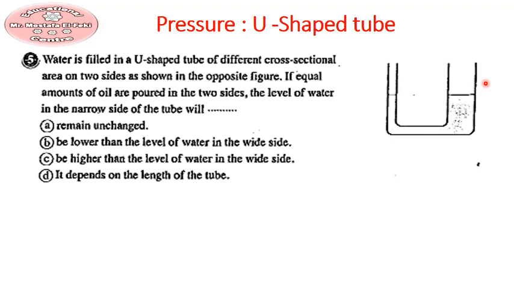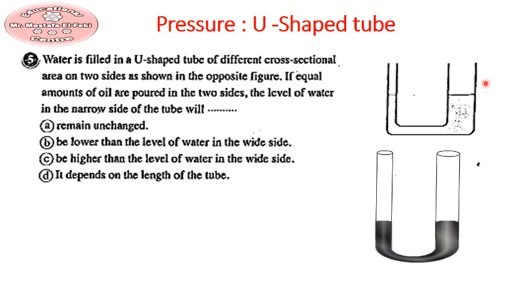Water is filled in a U-shaped tube of different cross-section areas on the two sides as shown in the figure. If equal amounts of oil are poured in the two sides, the level of water in the narrow side of the tube will be what? At first, this is the U-shaped tube of different cross-section area. When pouring equal amounts of oil in the two sides, the oil takes a greater height in the narrow tube than in the wide tube, because the area is inversely proportional to the height. And the pressure also is directly proportional to the height.